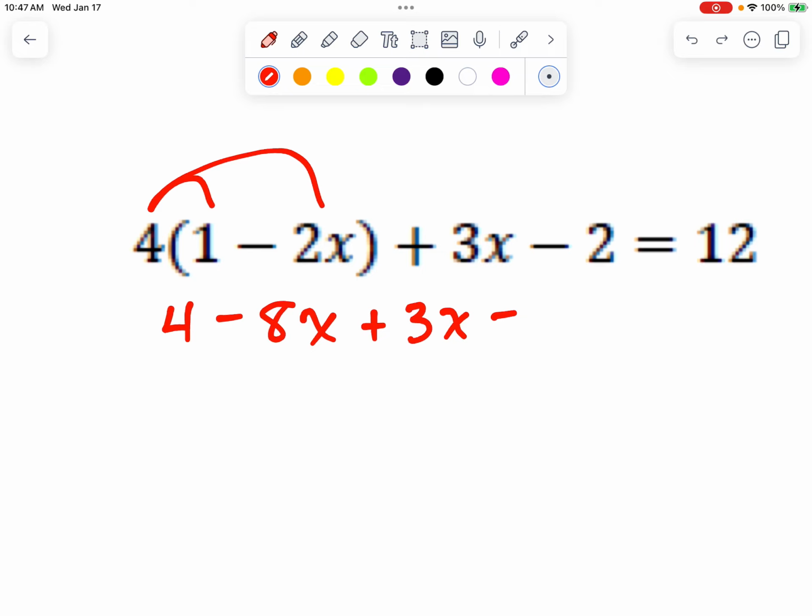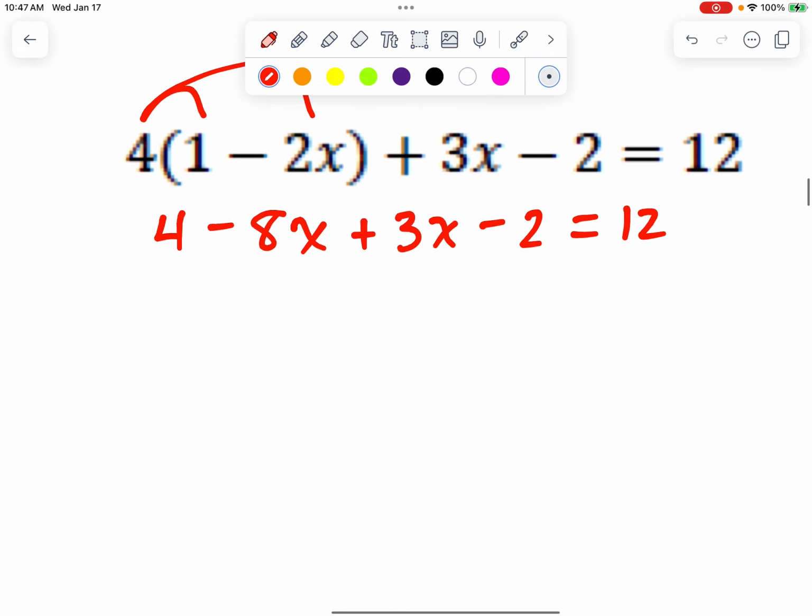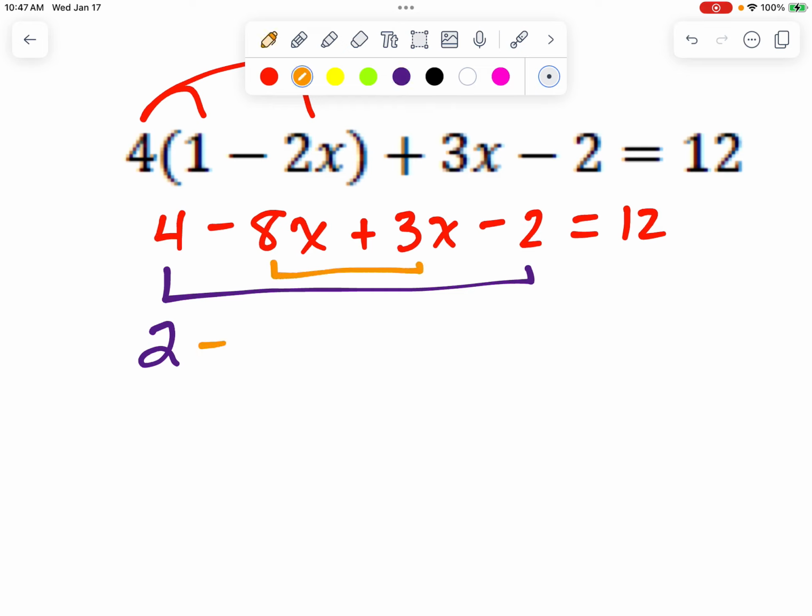Oops, it's minus 2 equals 12. Now let's start combining like terms. Let's put our numbers together. 4 minus 2 is going to give us 2. Put our x's together. Negative 8 plus 3 is negative 5x, so we subtract it. Equals, we have the 12 on the right.